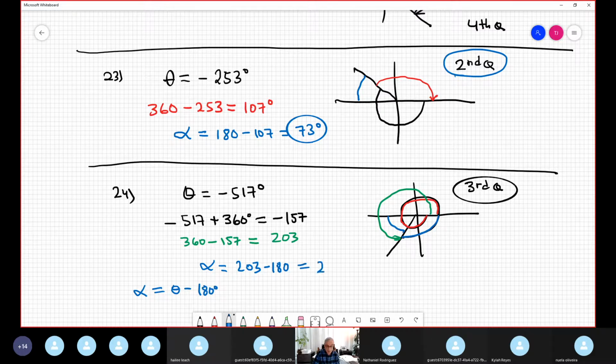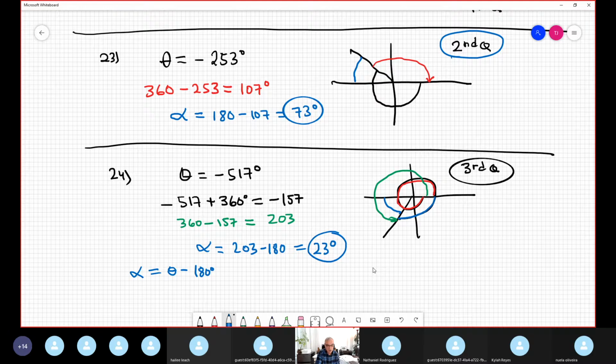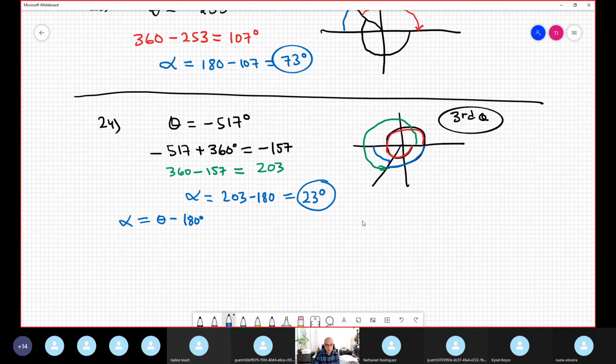Is 23 degrees. And this is my reference angle. Okay, in this case it was weird. We need to do several operations. First of all, it's negative. You add 360 in order to go backward.